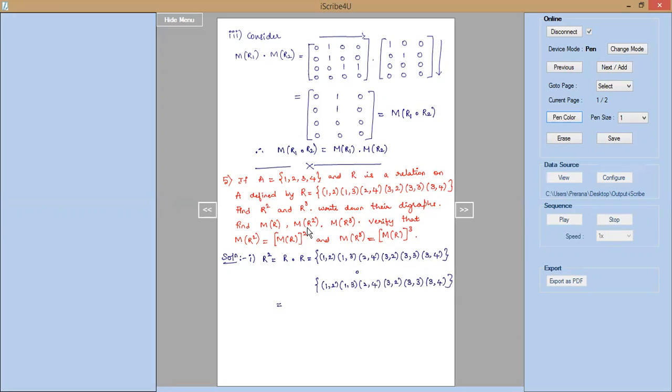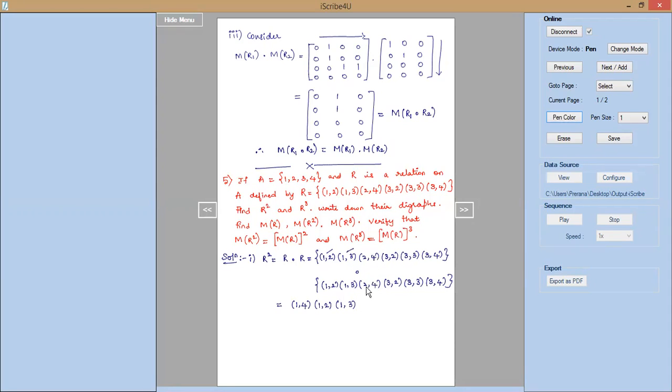So R square will be the composition of these elements. (1,2) ends with 2, and starting with 2 we have (2,4). So (1,2) composition (2,4) gives us (1,4). Then there are no more elements starting with 2, so (1,2) work is over. (1,3) composition (3,2) gives (1,2). Then again (1,3) composition (3,3) gives us (1,3). Then (1,3) composition (3,4) gives us (1,4), which is already written. So (1,3) work is over.